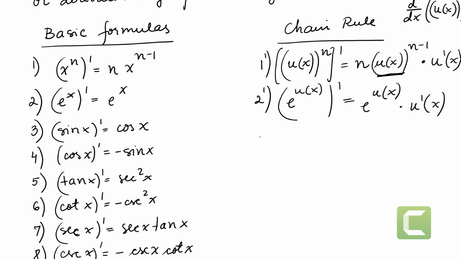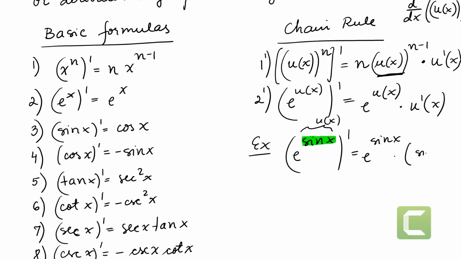So if, for example, you have e to sine of x prime, we notice that this time it's different. I don't have just x as the exponent, I have a function of x. So this would be my u of x. Once you identify your u of x, you should be good to go. So we get e to sine of x, and then let's not forget to write our sine of x prime. So we get cosine of x times e to sine of x, and that's it. This is our answer.